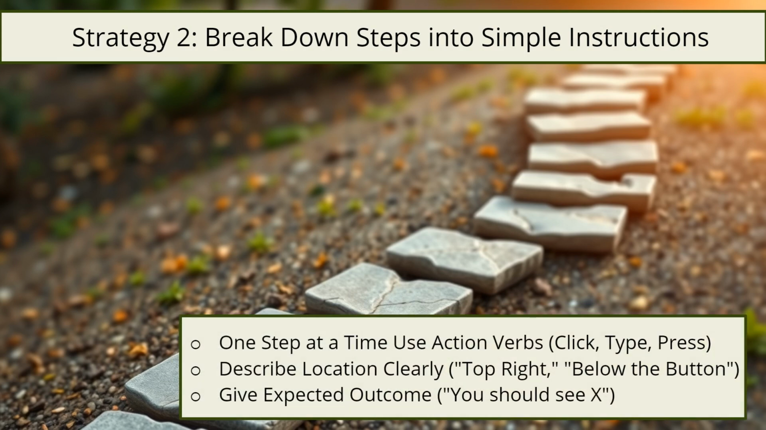Once you understand the problem, your instructions need to be crystal clear. Our second strategy is to break down steps into simple, actionable instructions. Think of it as guiding them blindly. Give one step at a time and wait for them to confirm completion before moving on. Use clear action verbs. Click the Start button. Type your password. Press the Enter key. Describe locations clearly. Look for the icon in the top right corner of the screen, or find the button directly below the search bar. Don't assume they know where anything is.